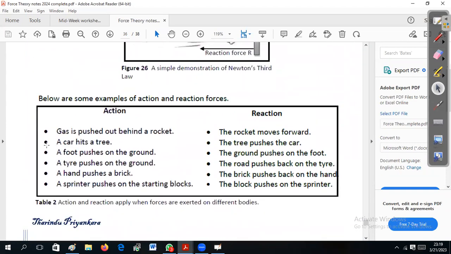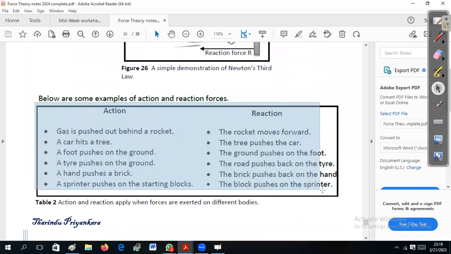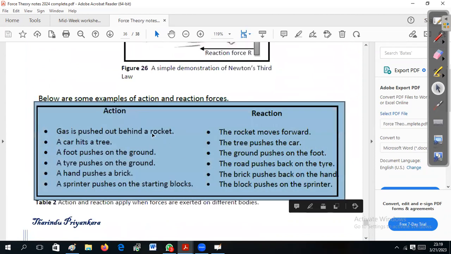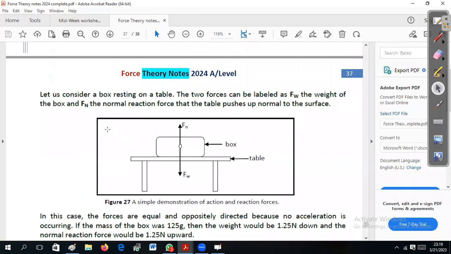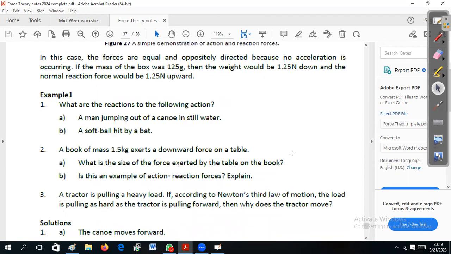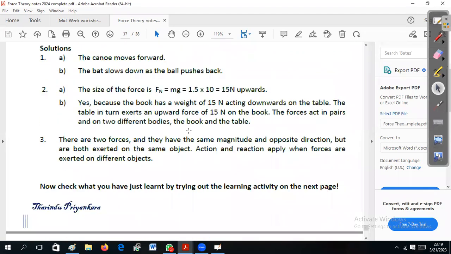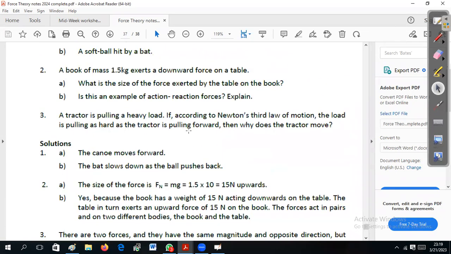And look at this. It has details about gas pushed behind a rocket and the rocket moves forward, a car hits a car, and the action reaction pair. Newton's third law is kind of an action to reaction pair. See, the weight and the reaction force, the normal reaction, are one Newton's third law pair. And if you push the box and it equally provides the friction, that is also a Newton's third law pair. So all of these are Newton's third law pairs, and it explains the answers even.